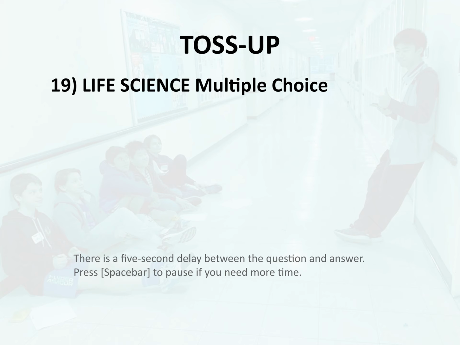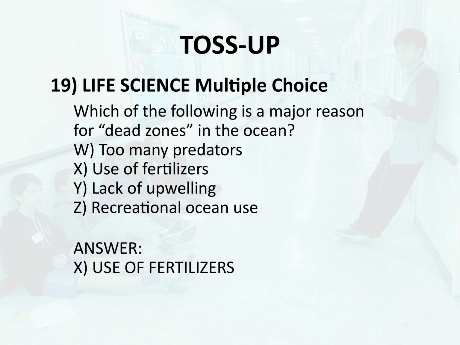Toss-up 19. Life science. Multiple choice. Which of the following is a major reason for dead zones in the ocean? W: Too many predators. X: Use of fertilizers. Y: Lack of upwelling. Z: Recreational ocean use. Answer: X. Use of fertilizers.